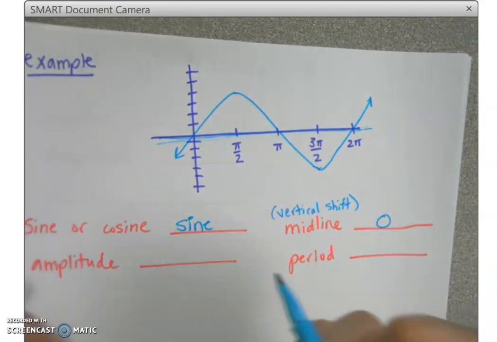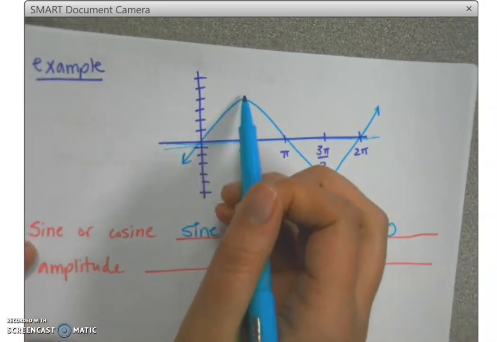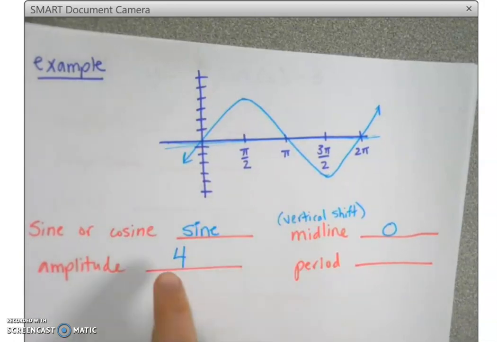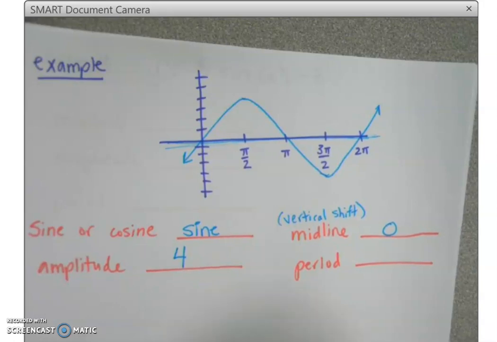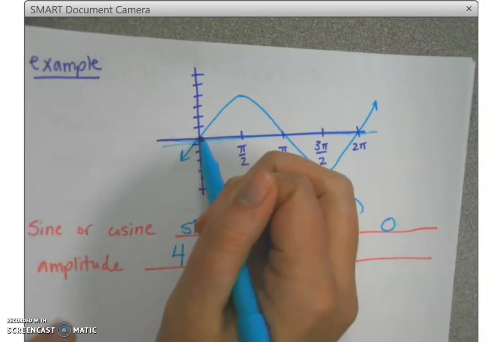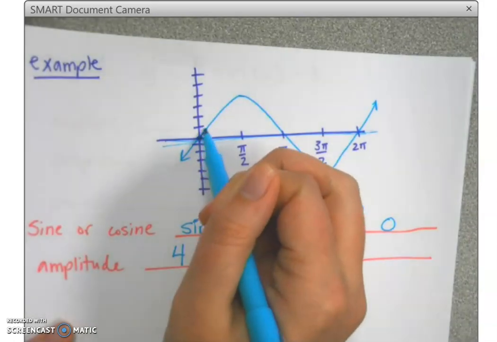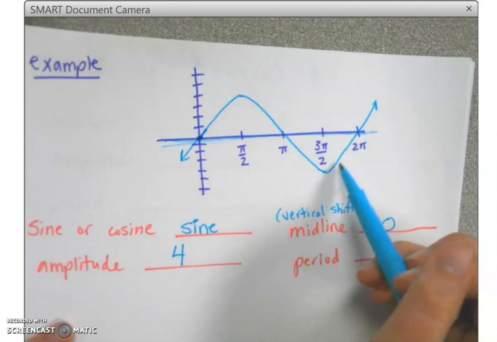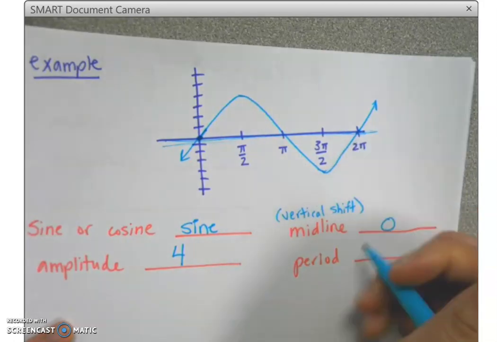My amplitude is how high the graph goes, so I'm going to count from the midline to the top, so that's 1, 2, 3, 4. Remember, amplitude is always positive. And your period is where it repeats itself. So this is easy to find if you start at the origin. Remember, I'm here going up. So when do I hit the x-axis going up again? Right here. That's at 2 pi.